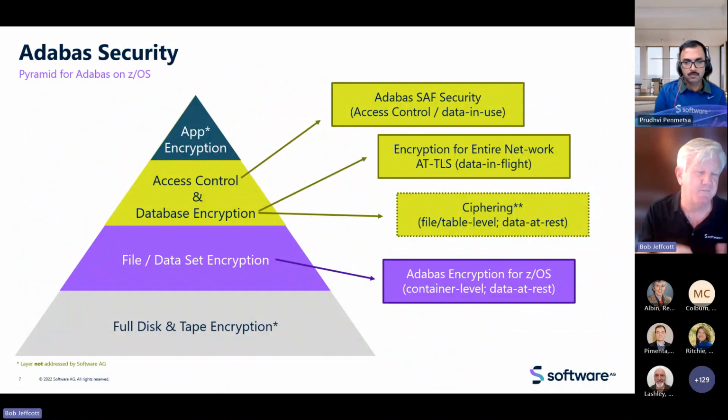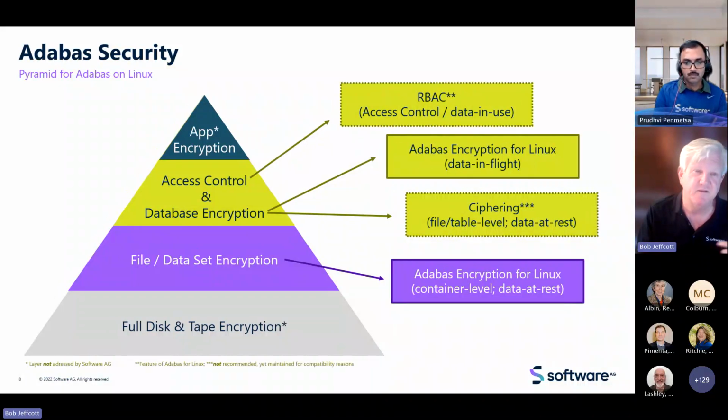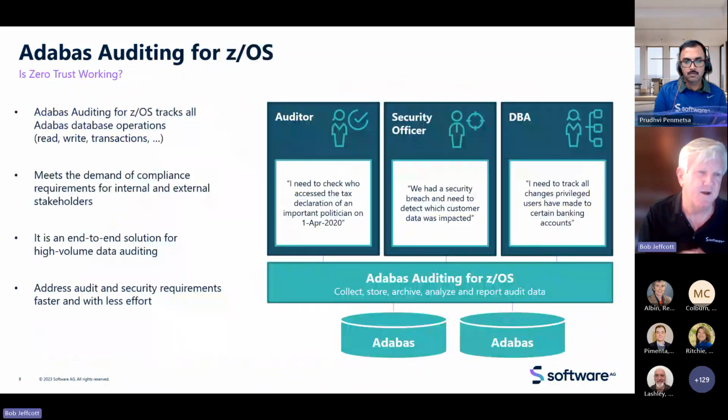I just wanted to include these slides about Adabas security on z/OS, that data in flight and data at rest. You have options for those. You need to do both. Same thing is true for Linux, Adabas on Linux, data in flight, data at rest with encryption. And then one of the things that you'll see is Zero Trust working, and that is the Adabas auditing tool for z/OS. You get to see everything that happened in the database world. So it's that post analysis thing.